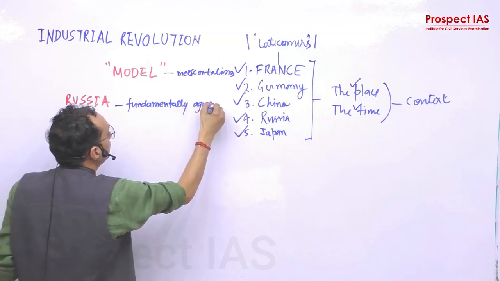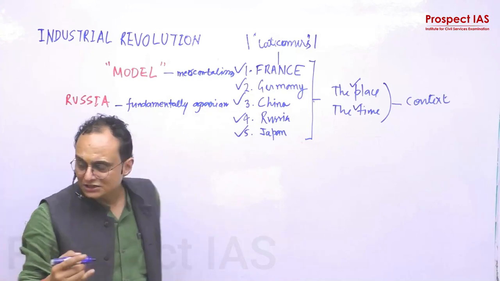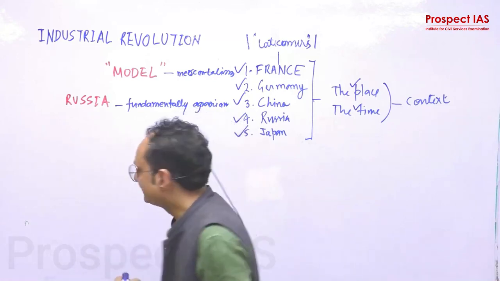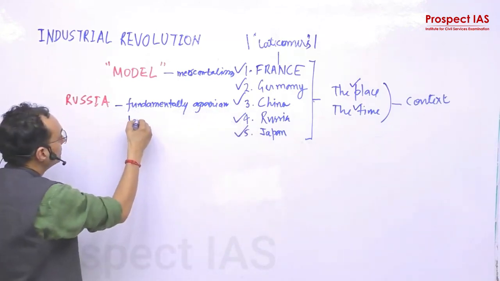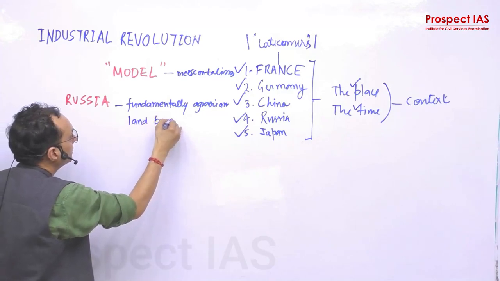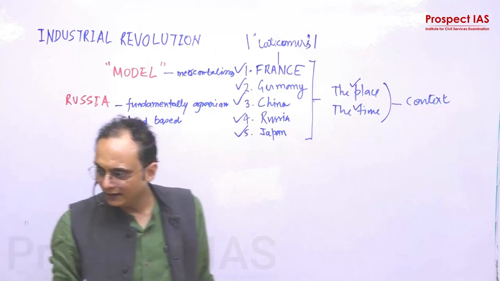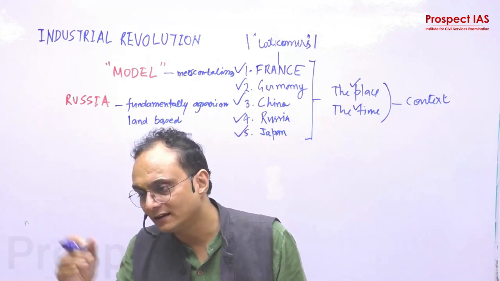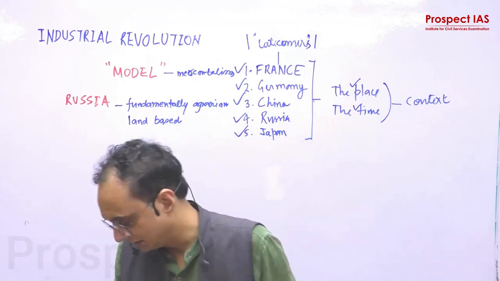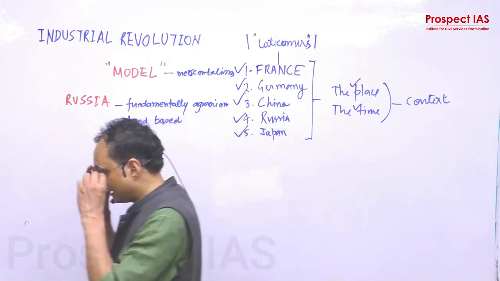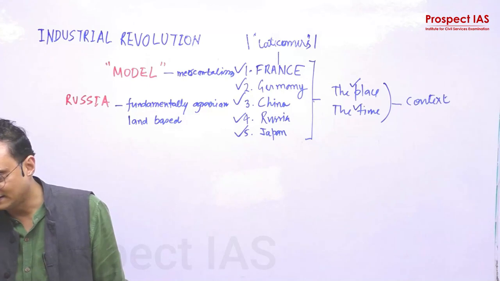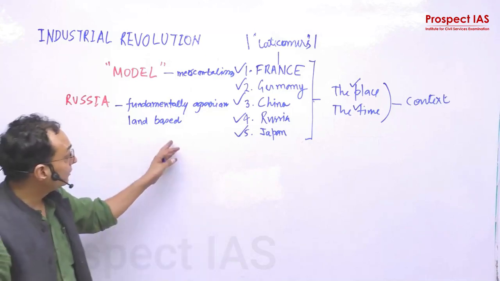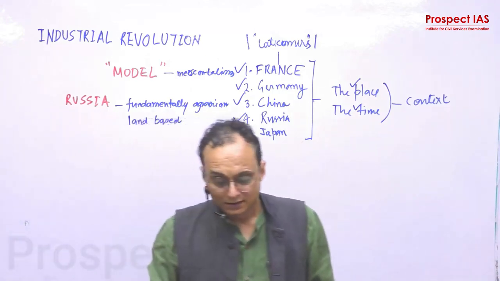Agrarian, meaning based on agricultural activities. And number two, the second point was that it was a land-based country, where land was the factor which was determining other societal and economic things. Why? In the mercantile class, money and then capital was the most important thing. In an agrarian society, land was the most important thing. ठीक है? क्या बोलते हैं?